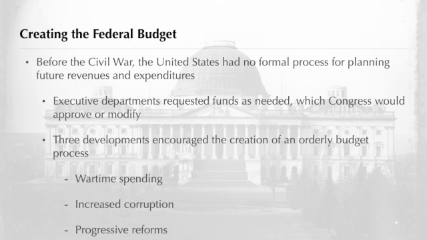Why does the United States have a federal budget? Before the Civil War, the United States had no formal process for planning future revenues and expenditures. The various federal departments simply requested funds as needed. After the mid-1800s, however, three developments, wartime spending, increased corruption, and progressive reform, encouraged the creation of an orderly budgeting process.